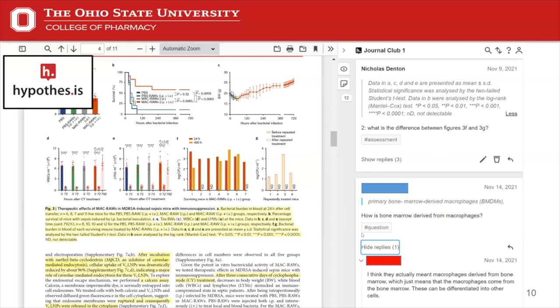But also, we have the students that are marking their own question. And you can see in this interaction on the bottom right, one of the students may have been a little bit confused on how the bone marrow produces macrophages, or where the macrophages are coming from in the bone marrow. And then another student was able to clarify that confusion for them, save the instructor a little bit of time, and help their fellow student overcome that bottleneck in their understanding of the paper.